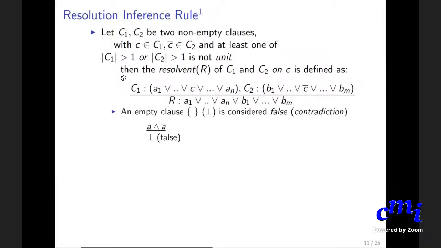This rule is applicable when at least one of them is not unit. By unit, I mean a clause with only a single literal is called a unit clause. For the case where both of them are unit, you can have two rules. One is if you have A and not A, then it is a contradiction, so such a formula cannot be satisfied.